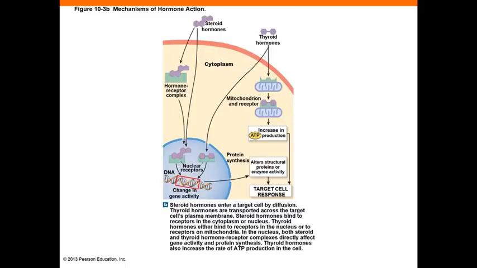For thyroid and steroid hormones, which are lipid-soluble, they can cross the plasma membrane to form a hormone receptor complex. This hormone receptor complex activates or inactivates specific genes to alter the rate of mRNA transcription and changes the structure or the function of the cell.